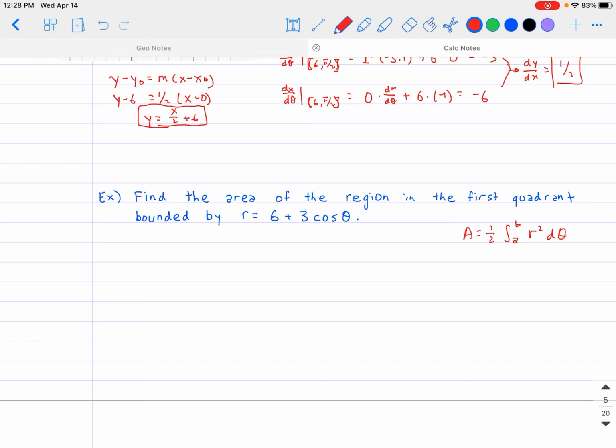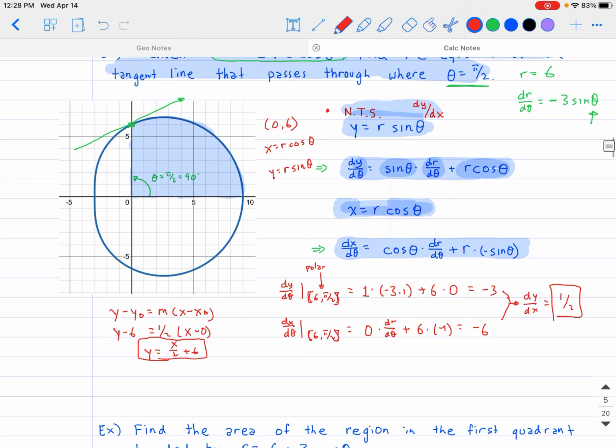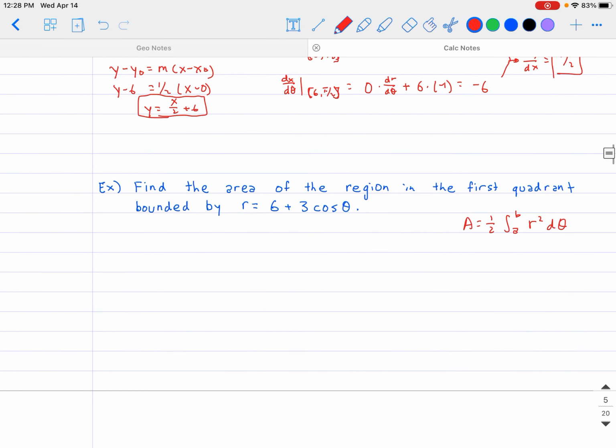So now we just need to figure out what the boundary is. Go back up over here, and remember, theta is a rotation from the 3 o'clock position counterclockwise. In this case, in order to cover all of the first quadrant, your angle of rotation is going to be 90 degrees. So my area is going to be equal to 1/2 multiplied by the integral from 0 to 90 degrees, which is rewritten as pi over 2, of r squared, that is (6 + 3 cosine of theta) quantity squared d theta. So right there, that's the easy part.